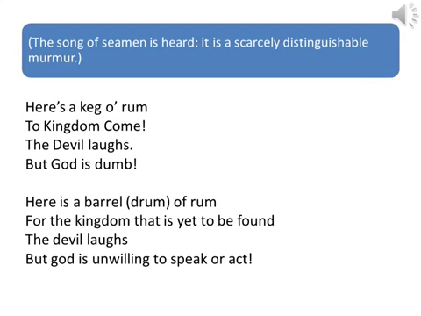But God is unwilling to speak or act. So they are saying there is someone probably controlling them, but God is unwilling to speak. So it's a kind of devastation. God is not helping, and the devil is laughing. So this kind of frustration or devastation is indicated with this scene. Let us see what that frustration or devastation is as the play progresses.